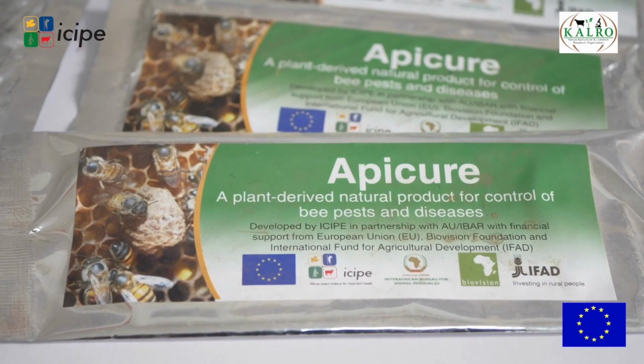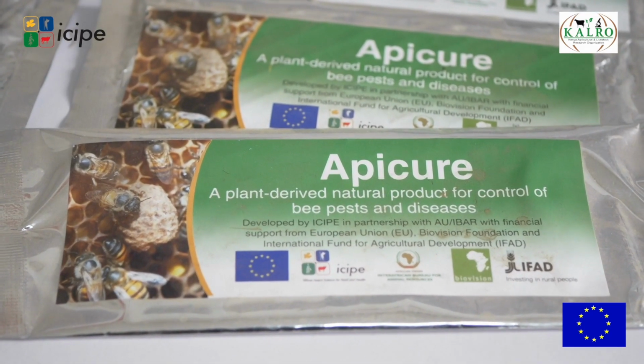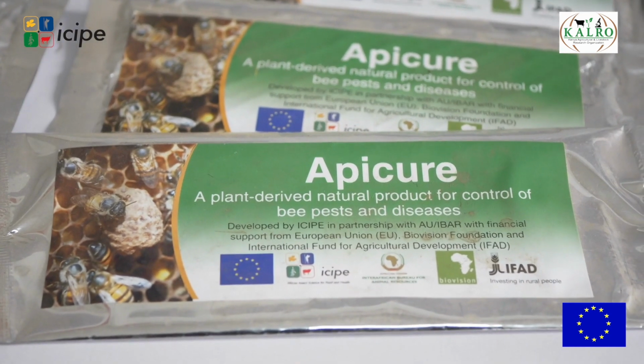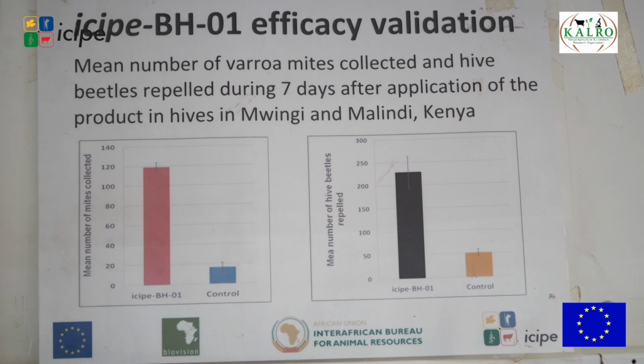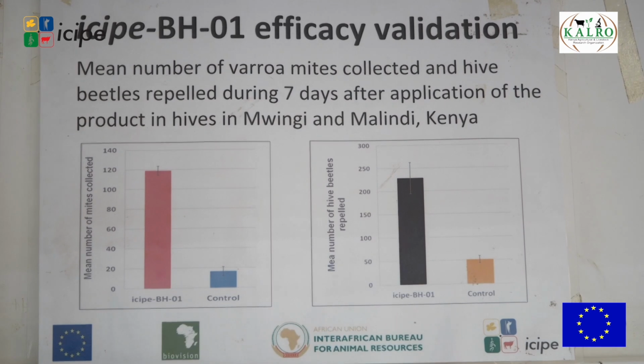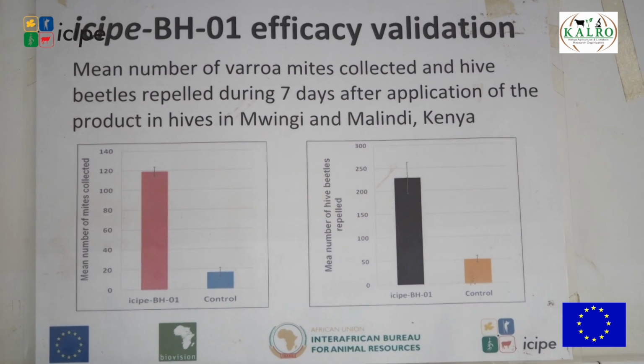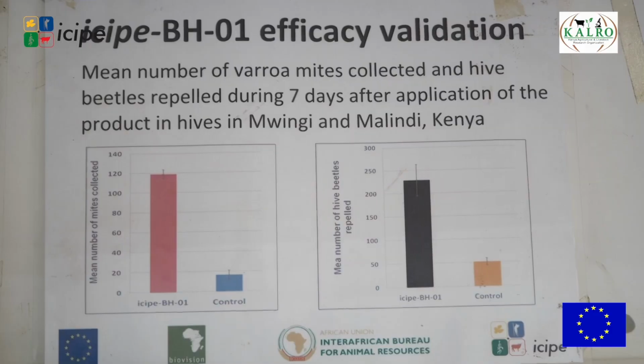We recommend that after 7 days you introduce another piece for effective control of the Varroa mite. We have tested this product in Western Kenya, at the coastal region, in the eastern part of the country, and in other parts of Africa, that is Ethiopia, Liberia, Madagascar, just to see if at all there is any variation in terms of ecological regions. And we have received very consistent data that the product is effective.